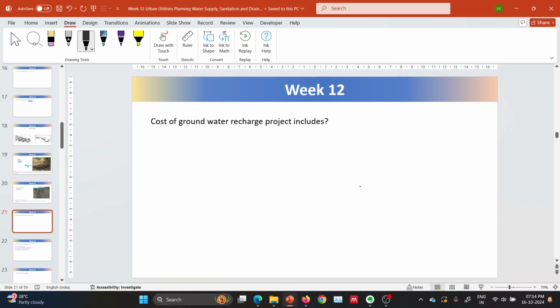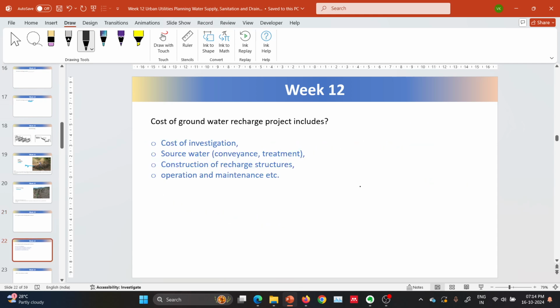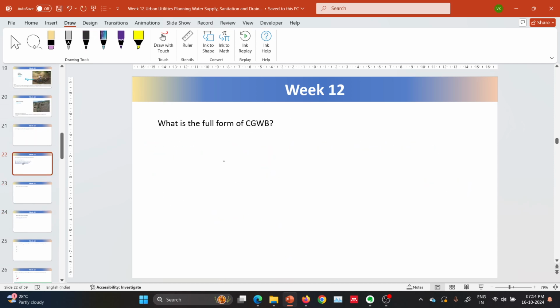Cost of groundwater recharge project includes. So the cost includes cost of investigation. You have to investigate where to put the water recharge structure, how is the flow, how is the topography. So investigation is that, and source of water, from where the water is coming, and whether treatment is required. Construction of recharge structures. So what is the cost of the recharge structures, and operation and maintenance. So these all are included in the cost of groundwater recharge projects. What is the full form of CGWB? CGWB is Central Groundwater Board.